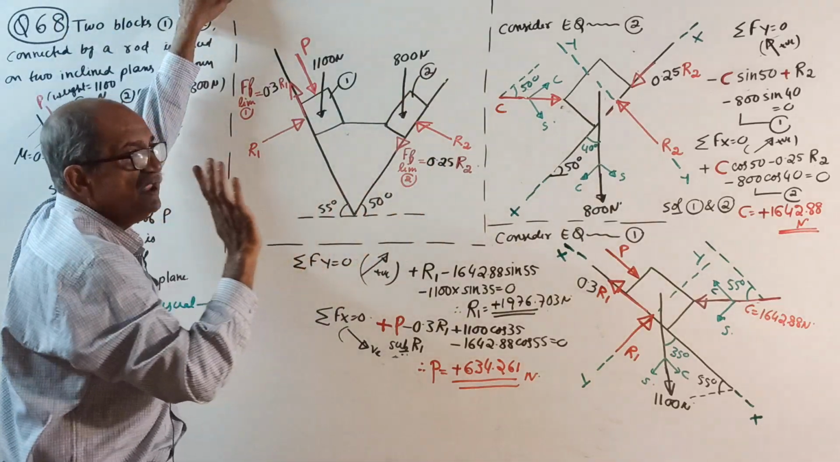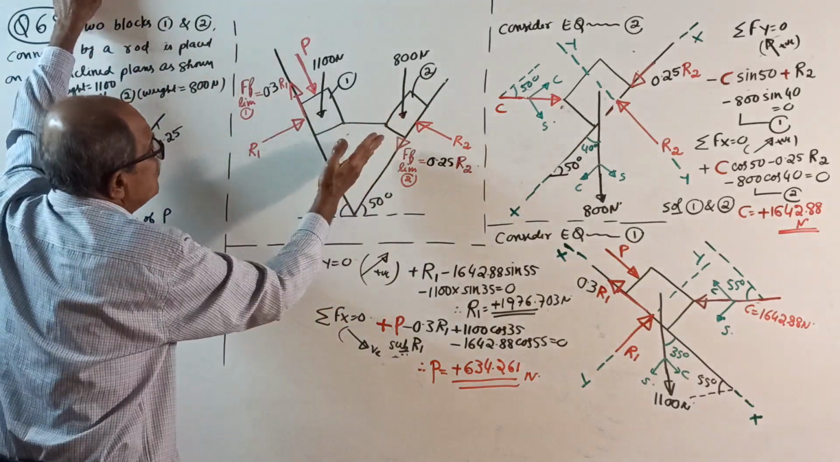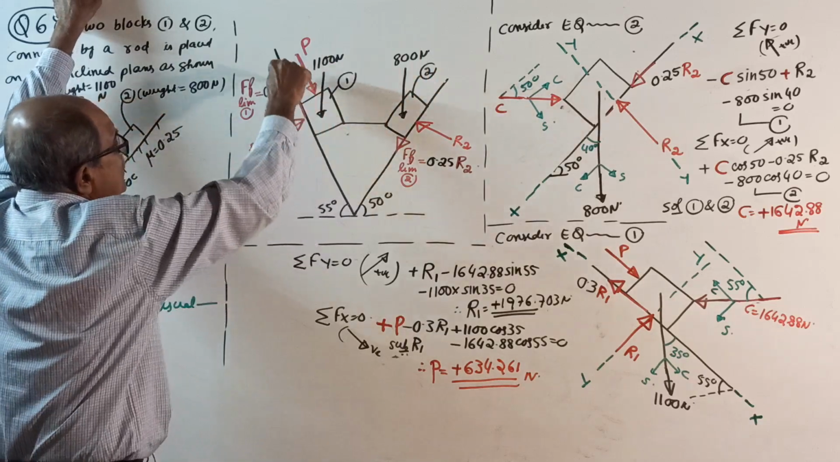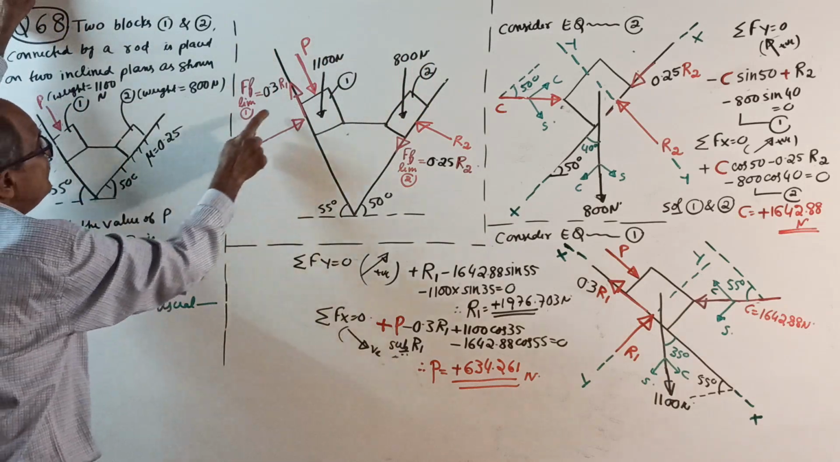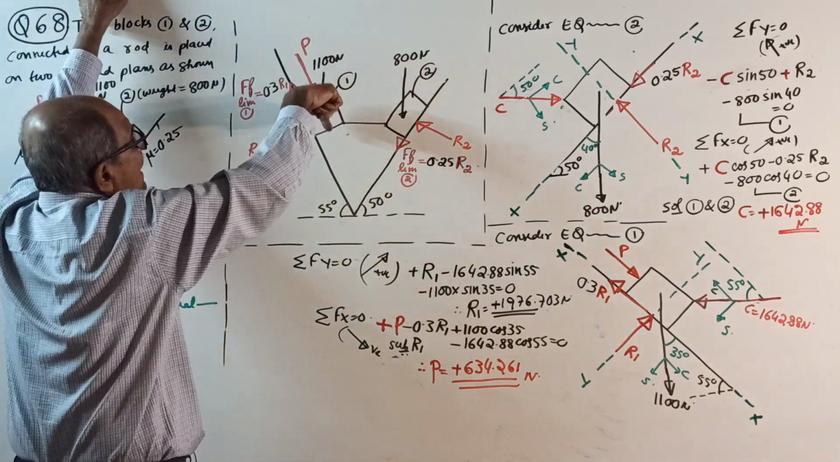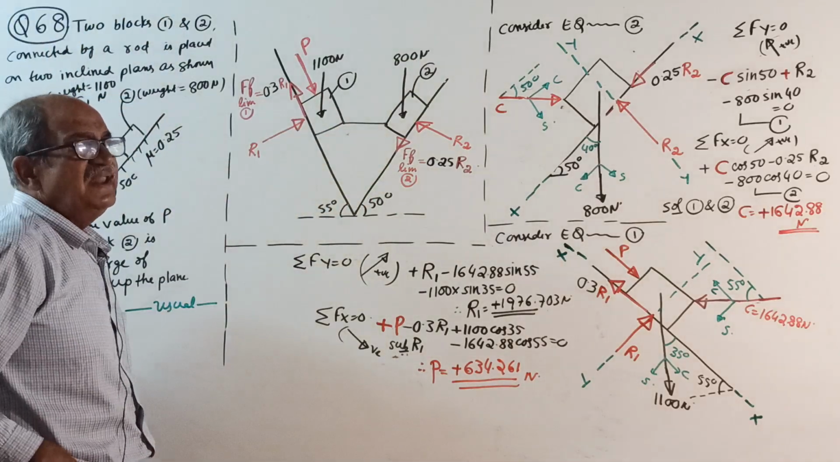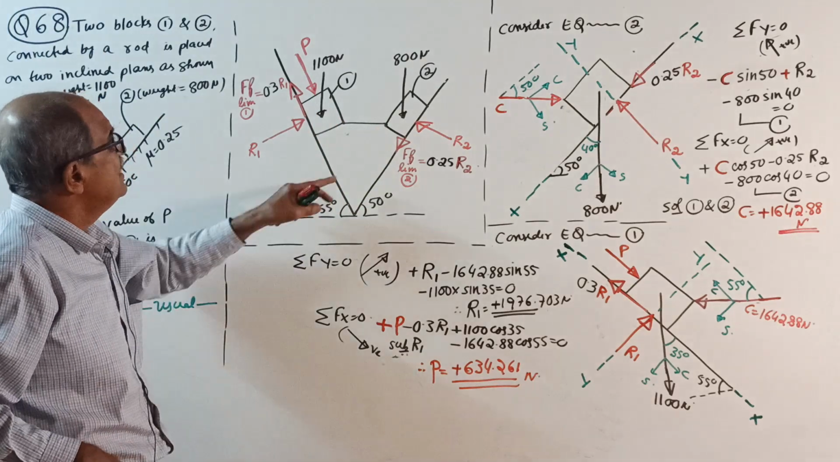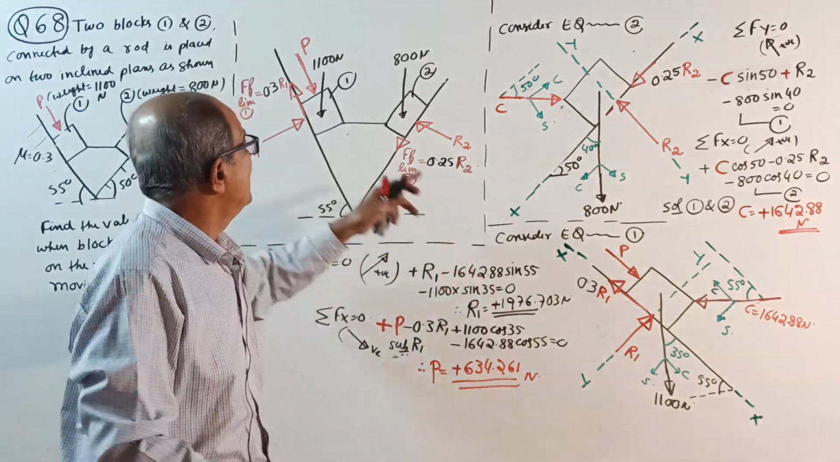And when block 2 is on the verge of moving up, block 1 is on the verge of coming down, so friction is this way, 0.3 times R1. This P is parallel to the plane. This connecting rod is horizontal. See, they can give an incline. If they give an incline, you require the angle, but usually they won't give an incline. It is horizontal, understood.